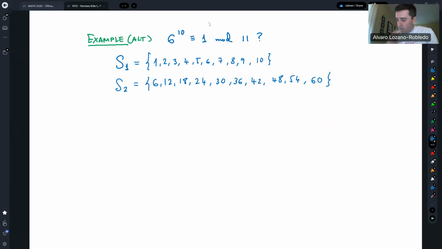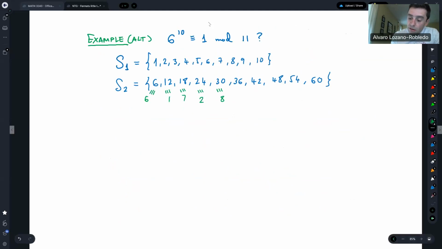All right. Well, notice that 6 is 6 modulo 11. 12 is 1 modulo 11. 18 is 7 modulo 11. 24 is 2 modulo 11. 30 is 8. 6 times 6, 36. 36 is 33 plus 3. 42 is 33 plus 9. 48 is 44 plus 4. 54 is 55 minus 1, so this is 10. And 60 is 55 plus 5.